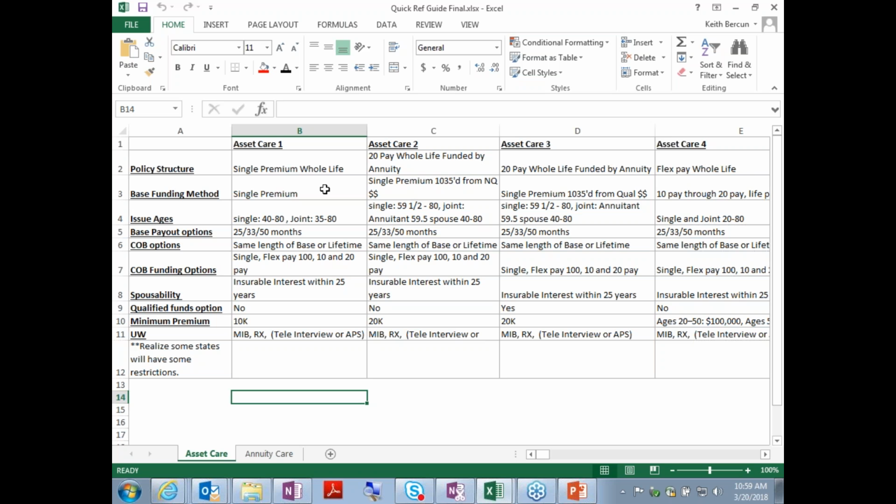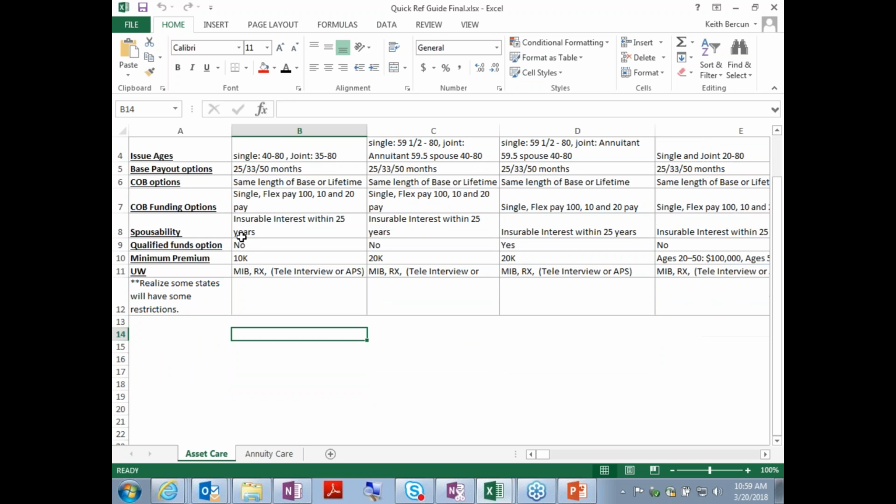How do you fund the base? Well, single premium or 10 pay, 3, or 20 pay on the AssetCare 4. What are the issue ages? How does the base pay out? Well, they're all the same, 25, 33, or 50 months. That's base payout for long-term care. The continuation, the benefit options, that shows you that. What are the funding options on the continuation? That's always the same anyway. Spousability, well, with the AssetCare products, it's any insurable interest. 25-year age gap tells you that there.